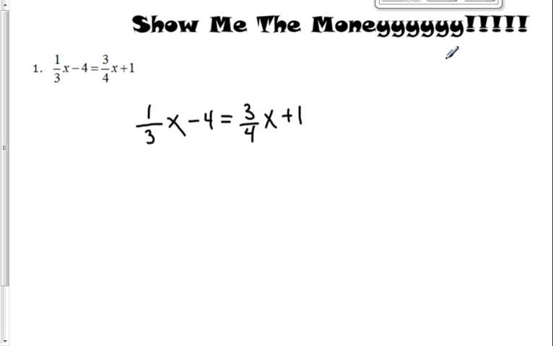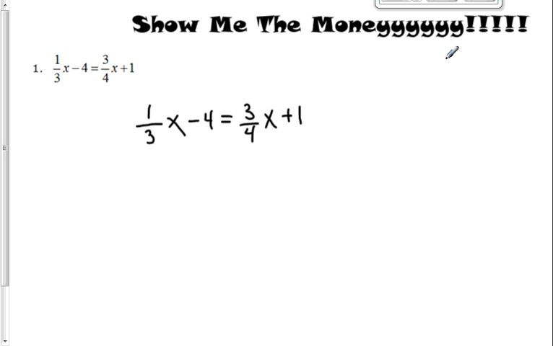If you look at number 1, you had a choice, any 4 out of the top 5 you wanted to do. I'm going to look at 2 of those 5 with you now. One of those is problem number 1. We have 1/3 times (x minus 4) is equal to 3/4 times (x plus 1).